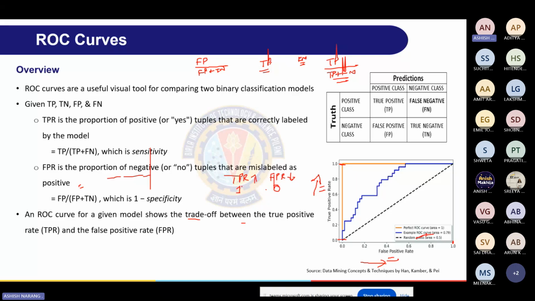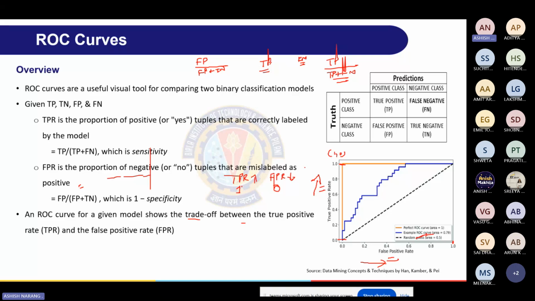Do you agree to this? I don't want any false positives, right? I want TPR to be as high as possible, maximum it can be 1, and FPR can be 0. So if I look at two dimensions, don't you think 1 comma 0 is the perfect point for a particular model? If I have to judge it from an ROC curve, don't you think it's a perfect point for a model? Yes or no? Ideally, yes, right?